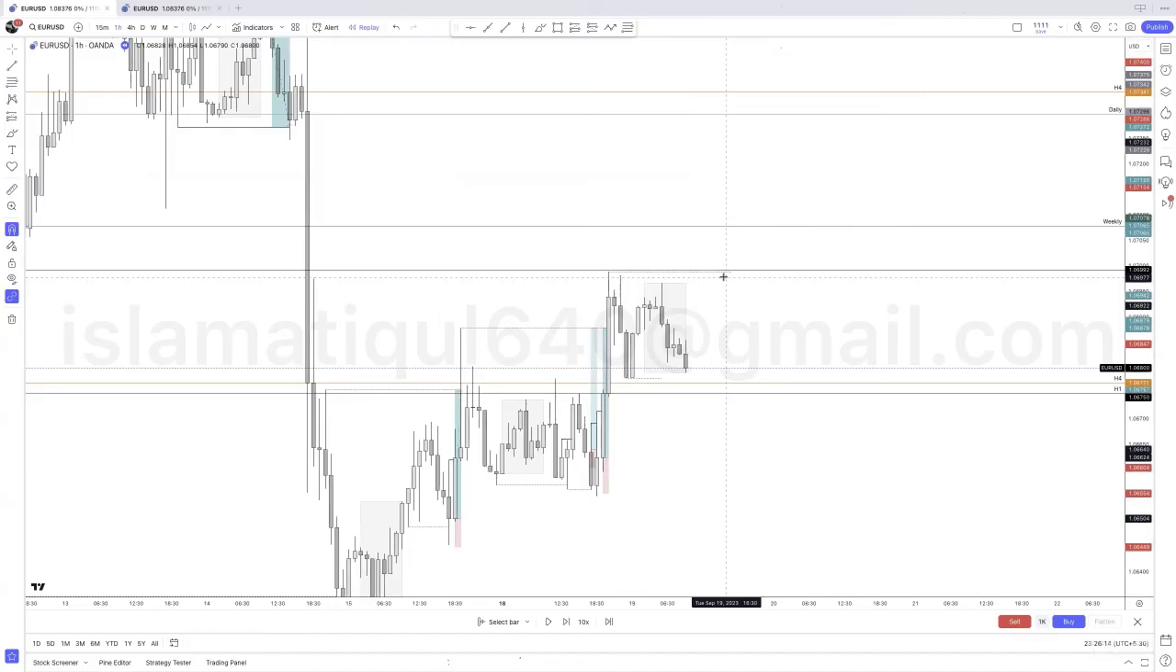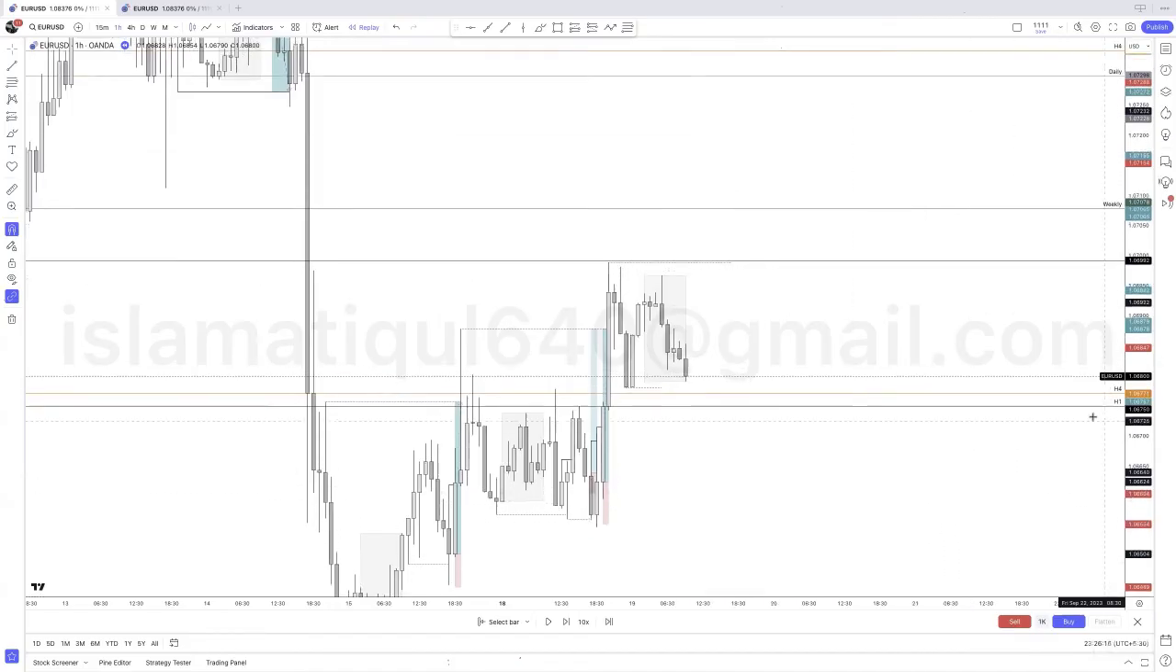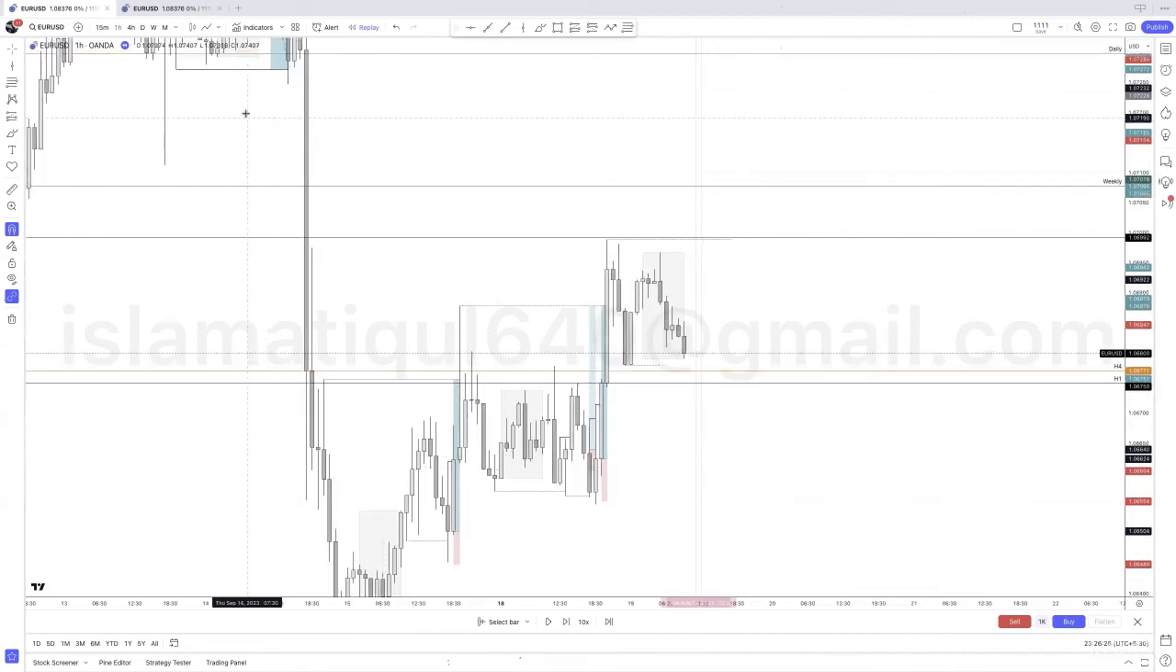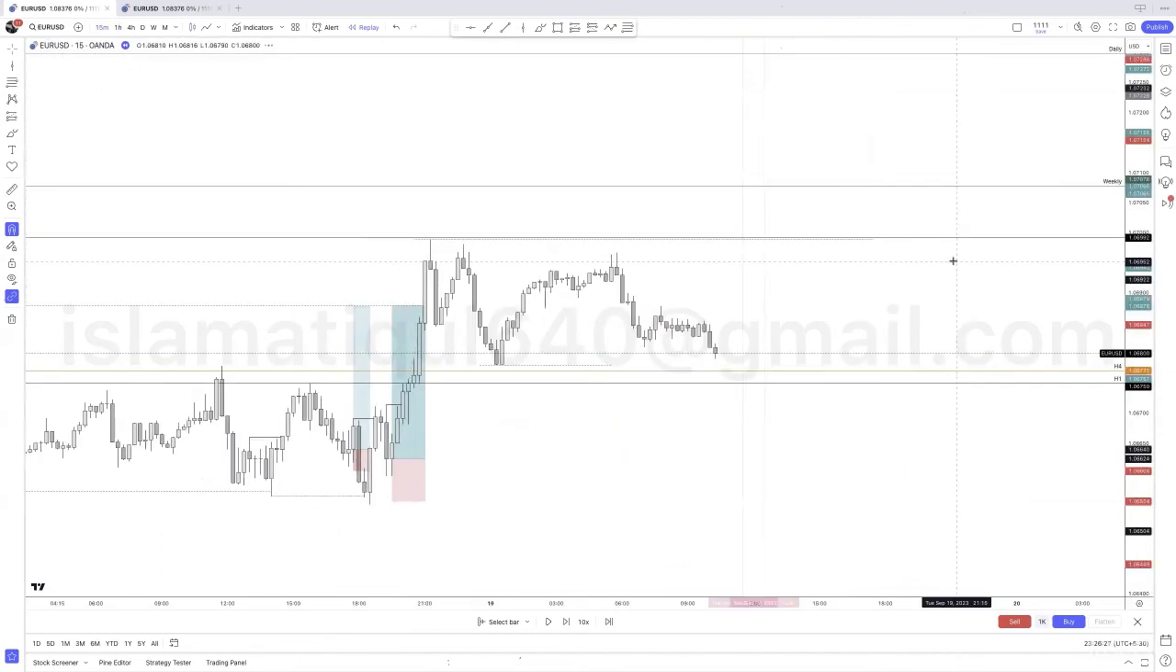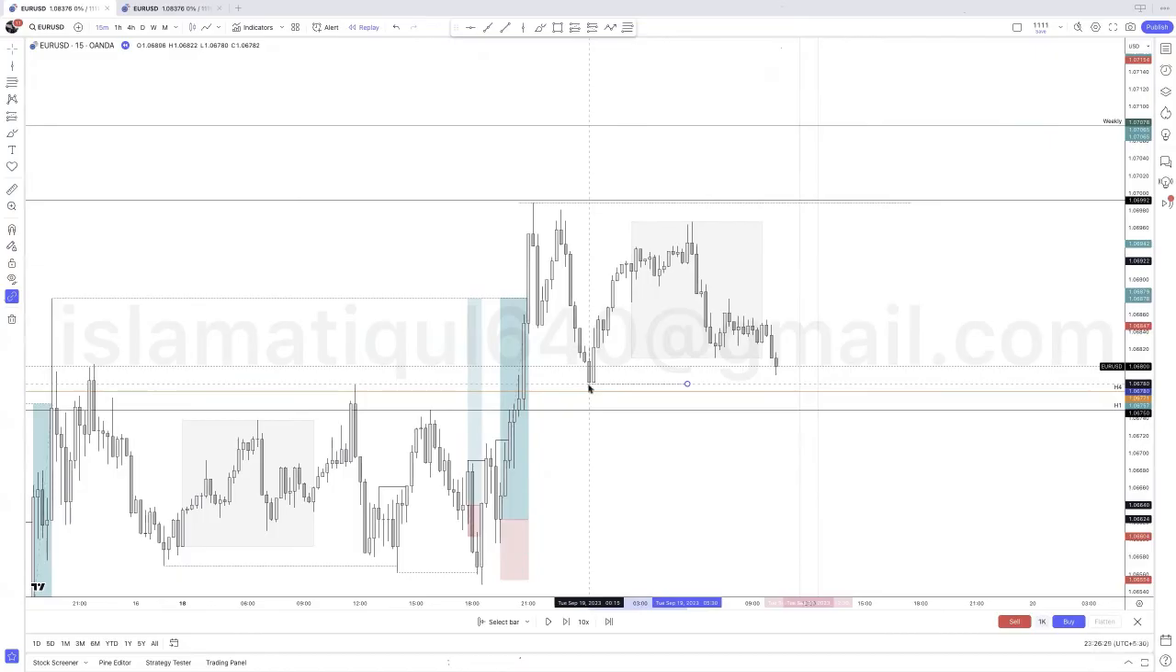So let's see. And then timing, London kill zone and London open, right? We're going to time that. Wait for a rejection inside of this zone. If we get that, we're buying it up into the next zone. So let's see.